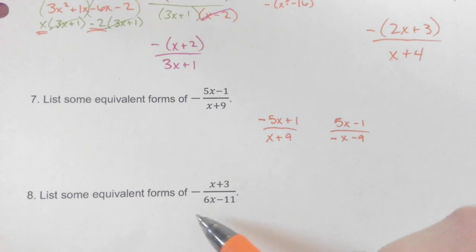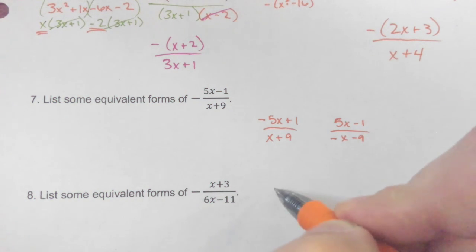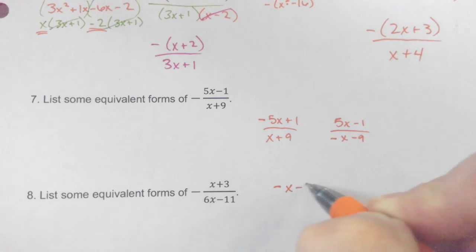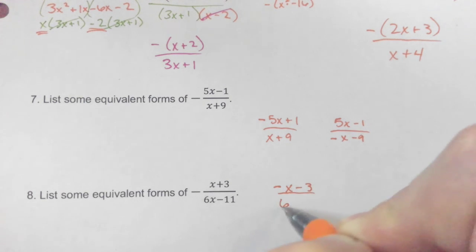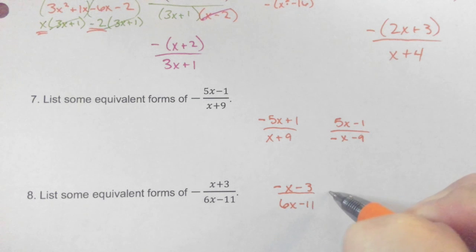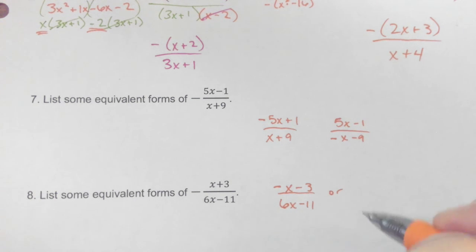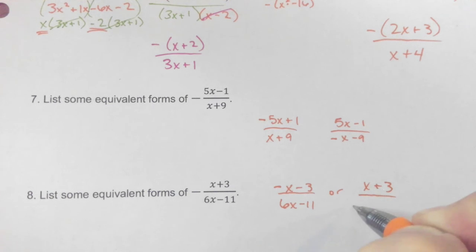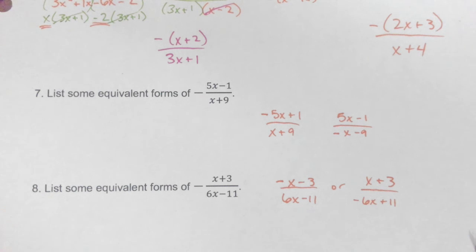And then 8, exact same. Distribute the negative in the numerator, and you'd have negative x minus 3 over 6x minus 11. Or, if you distributed the negative to the denominator, it'd be x plus 3 over negative 6x plus 11, which isn't a great answer, but it is equivalent, so keep that in mind.